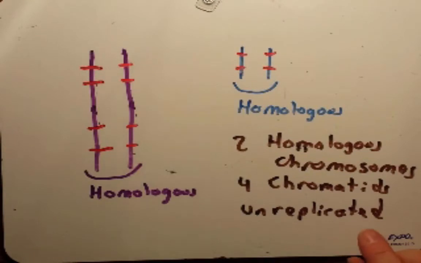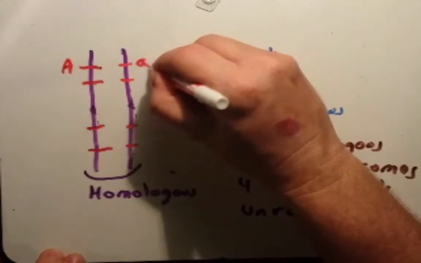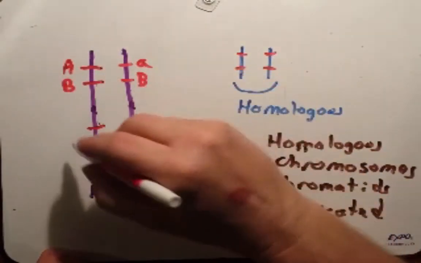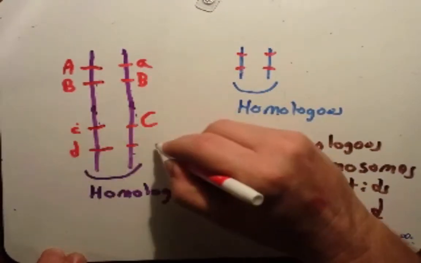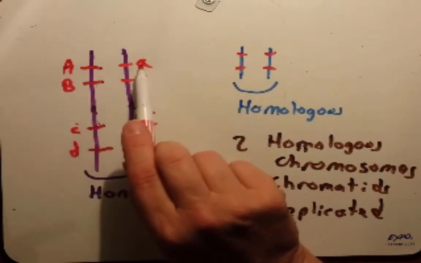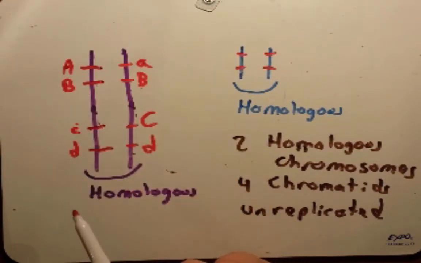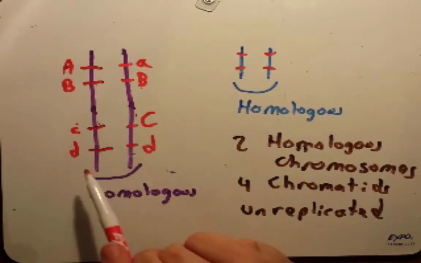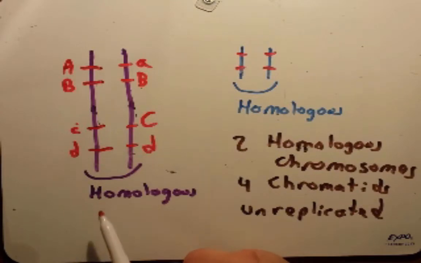Now, it's possible that they could be different alleles. So this could be big A, this could be little a, this could be big B, this could also be big B, this could be little c and big C here, little d, little d. So these are just different kinds of alleles. So big A, little a are two alleles of the gene A. Big B are the same allele of the gene B. Little c, big C are different alleles of gene C. Little d are the same alleles of gene D.